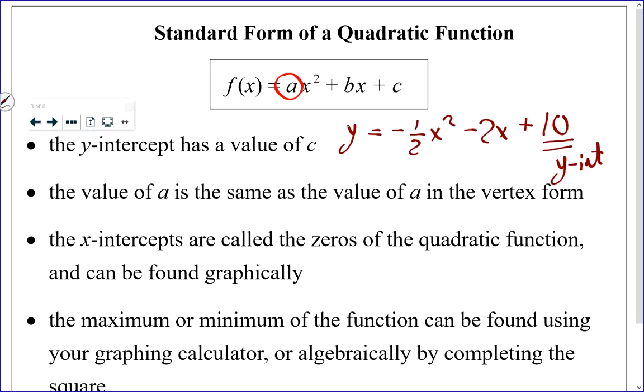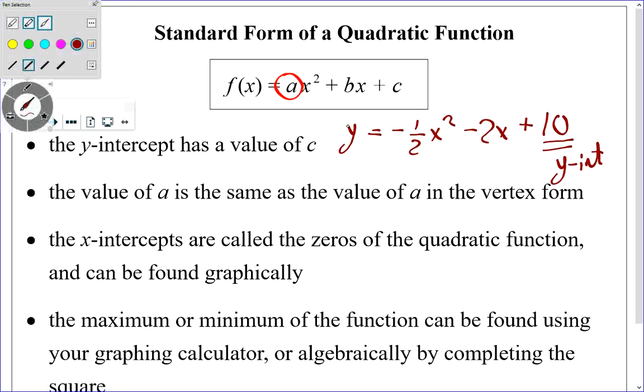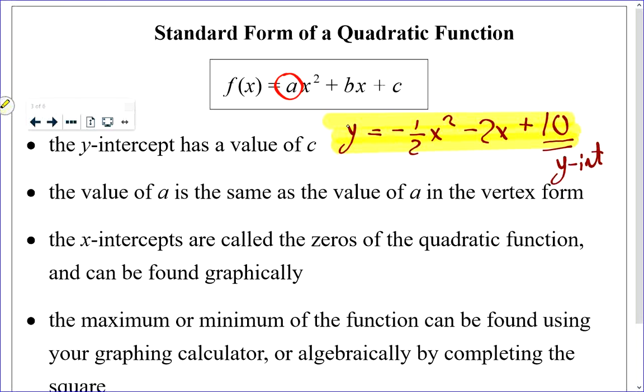So everything about this function as an example, except for the y-intercept and whether it opens up or down and is wider or narrower, everything else can only be found on your graphing calculator unless you complete the square. Okay?